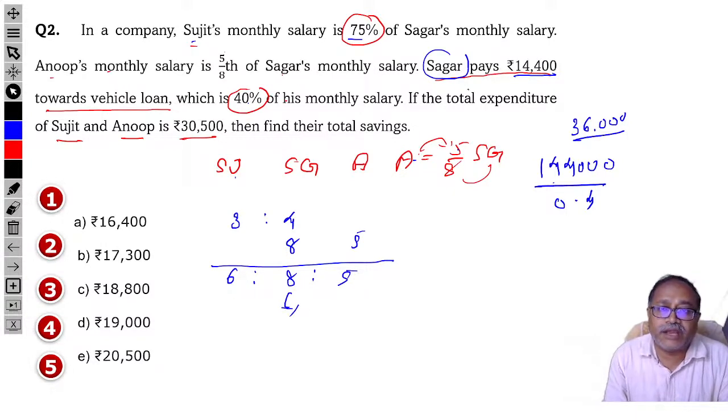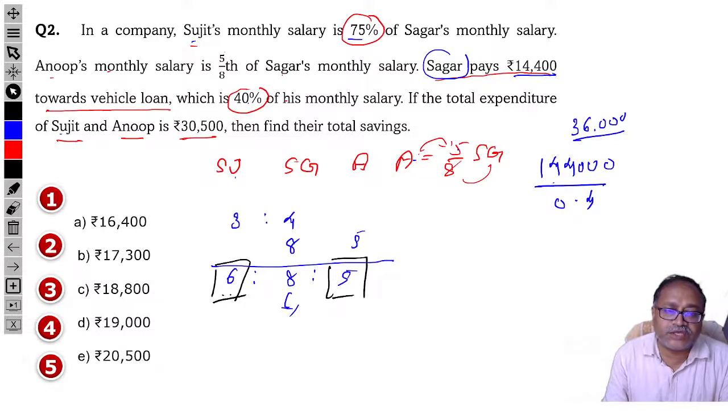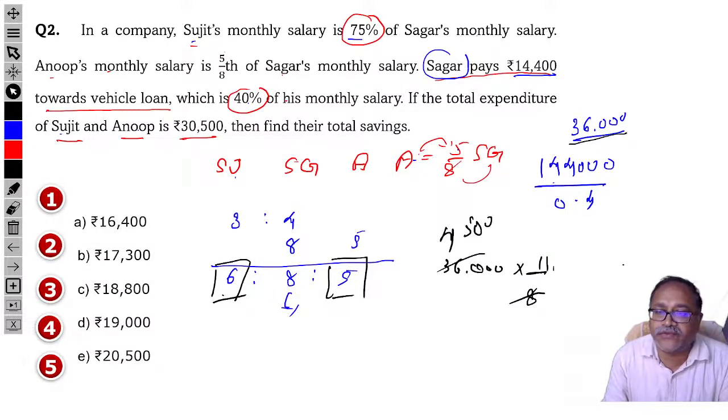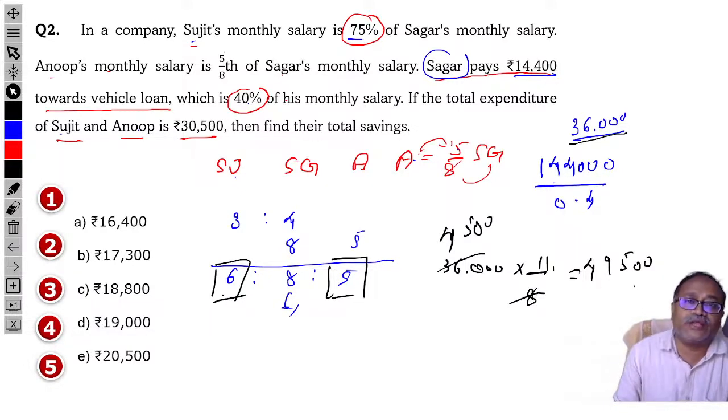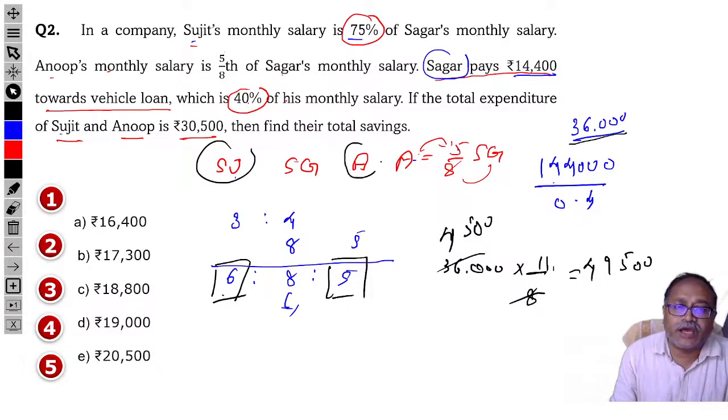Then I have the combined expenditure of Sujit and Anup. So what is the combined salary of Sujit and Anup? That is 6 parts plus 5 parts, that is 11 parts. I already know 36,000 is 8 parts. I need the 11 parts. So that is 36,000 into 11 parts over 8 parts. 8, 4 is 32, 8, 5 is 40, and then 5 and 9 and 4, followed by 2 zeros. So that is the total salary of Sujit and Anup, and their total expenditure is 30,500.